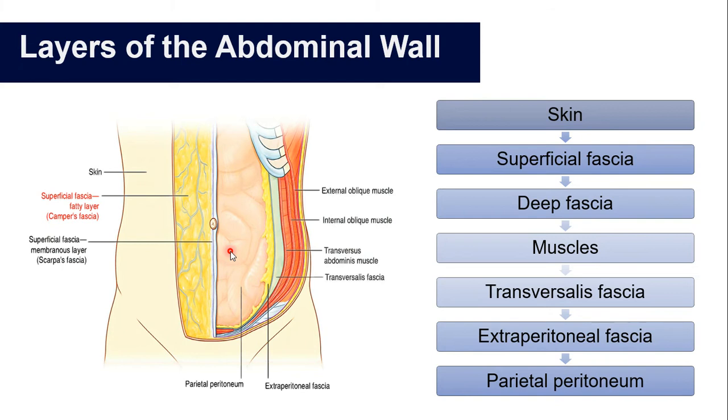And lastly, we have the parietal peritoneum. So the deep sides of the walls of the abdomen are lined with parietal peritoneum. So take note that it is a thin serous membrane and it is continuous below with the parietal peritoneum lying in our pelvis. So we will discuss our pelvis in the last part of our midterms. Okay.